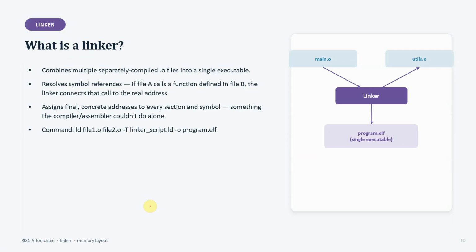And next we are going to have something known as the linker. The linker is going to basically combine multiple separately compiled .o files into a single executable file, and it is going to resolve symbol references. For example, if file A calls a function defined in file B, the linker is going to connect the call to the real address, and it is also going to assign the final concrete addresses to every section and symbol, something the compiler or assembler couldn't do alone. That is what I was saying in the previous slide. So the assembler is going to basically provide the address to each and every section, right?